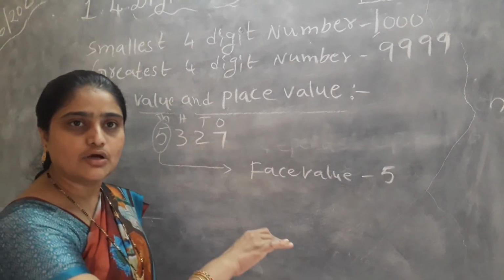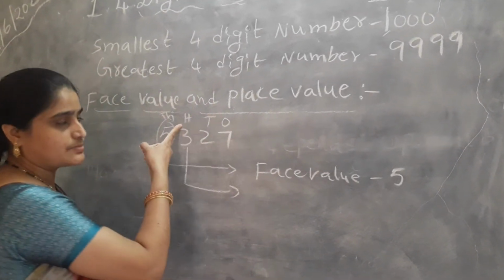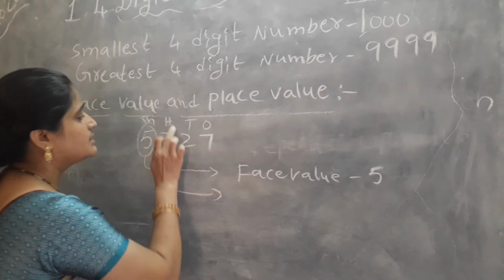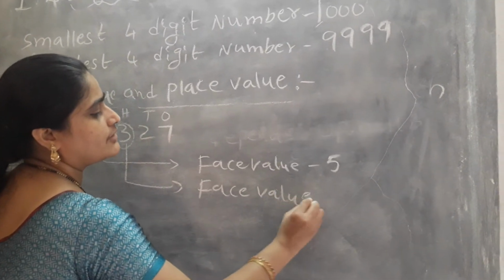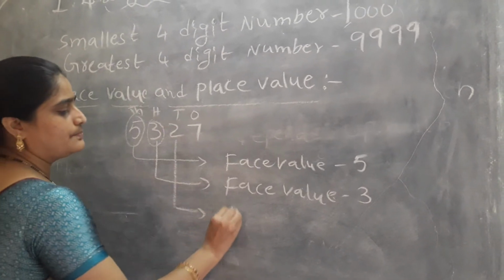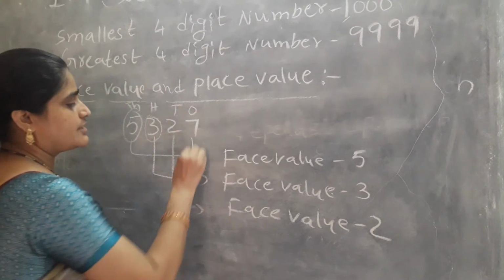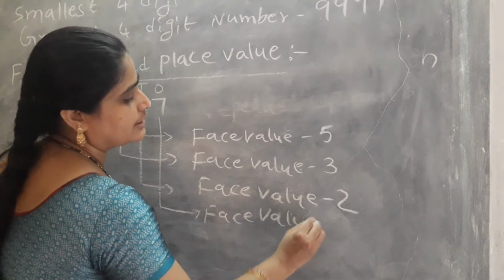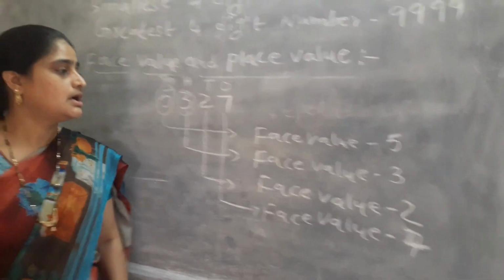What is the actual value of the digit? That is only face value. And 3 is in the hundreds place, but no need to write the place value. Here only face value. That's why 3 is itself only, face value 3. At the same time, 2 has face value 2. Next, 7, face value how much? Yes, 7 only. Itself only.